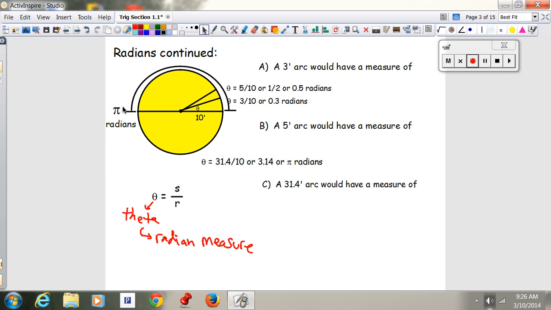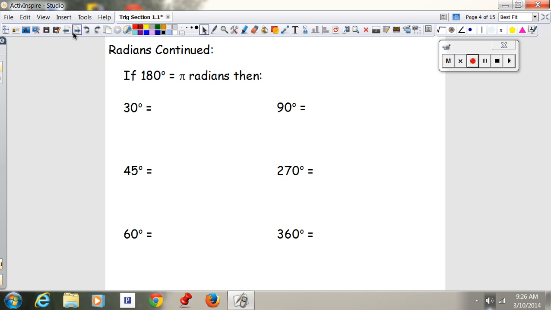If you remember anything, remember that pi equals 180. There are 3.14 radiuses that would get me to 180 degrees. Good? Okay, so 180 degrees equals pi. That's something that you need to remember.